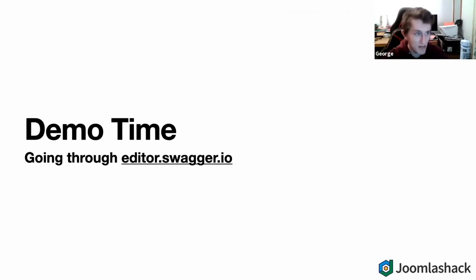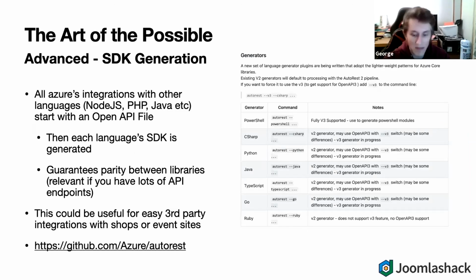I was hoping to go through Swagger editor, but I think I'm going to be out of time, so I'm going to skip over that. And I'm going to talk about one last thing, which is that people these days like to build SDKs. These are language-specific things, like a Node.js, a PHP, a Java wrapper around the API to make it super easy for people to interact with their website's API.